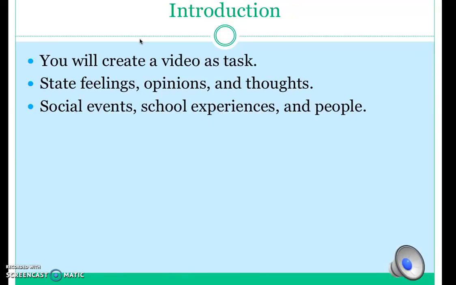In order to successfully pass this project, students will have to create a video as their authentic task. Students must be able to discuss and state feelings, opinions and thoughts, all in Japanese throughout the video. As this is an authentic learning task, students may pick what type of video they want this to be, for example, an interview, a documentary, a play.